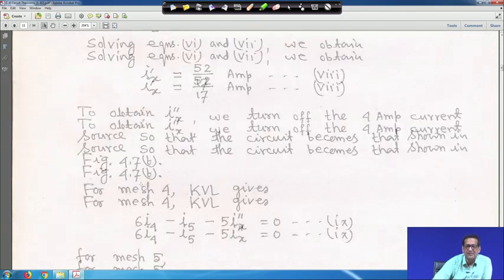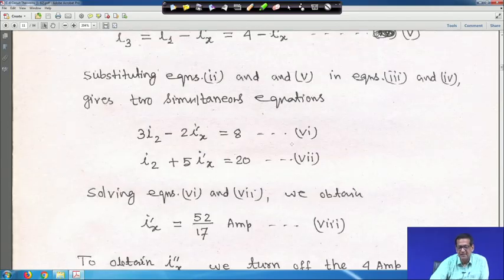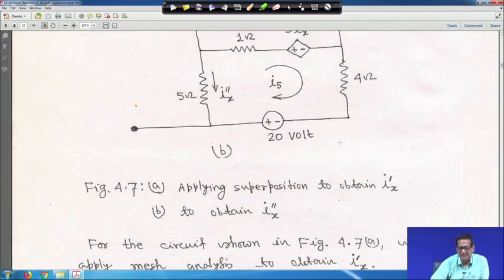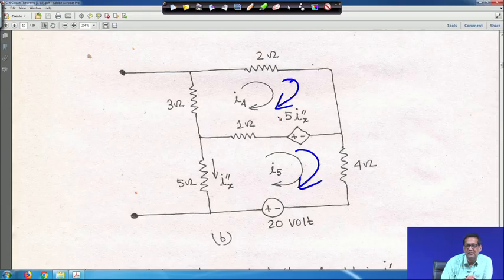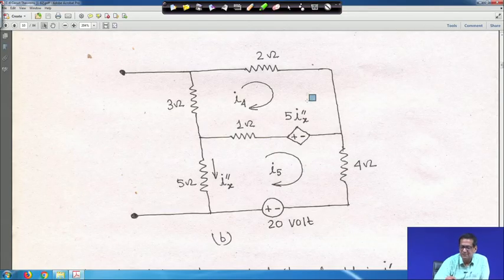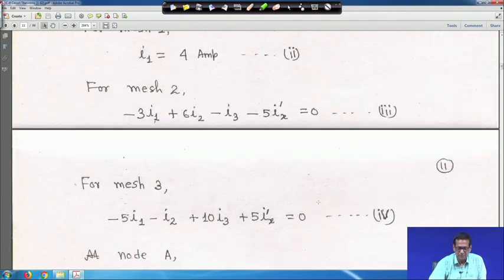So, here also for mesh 4 you apply KVL. Here, when I am taking this circuit, we are calling this mesh 4. This is your mesh 4 and this is mesh 5. You apply KVL here, both the cases, and just solve it. So, all these equations now you can write.